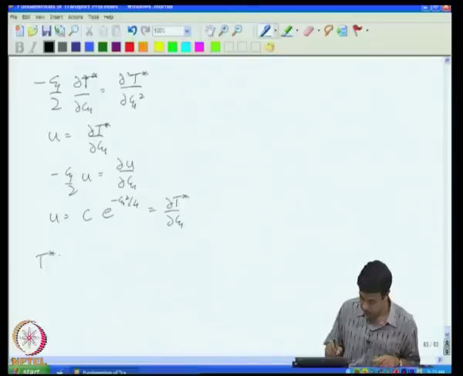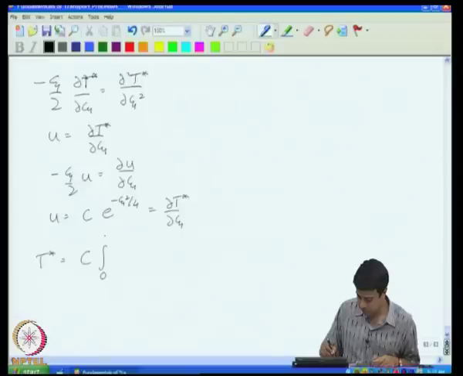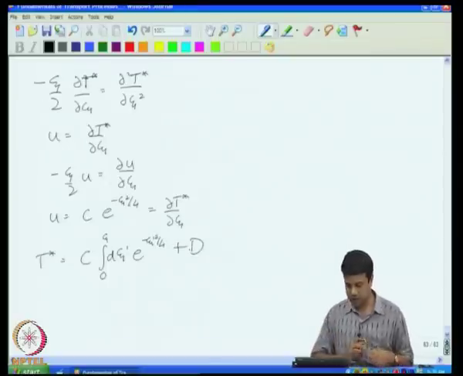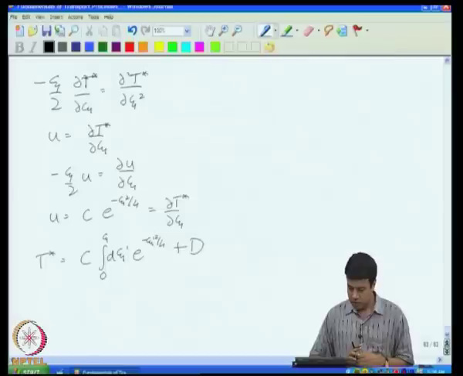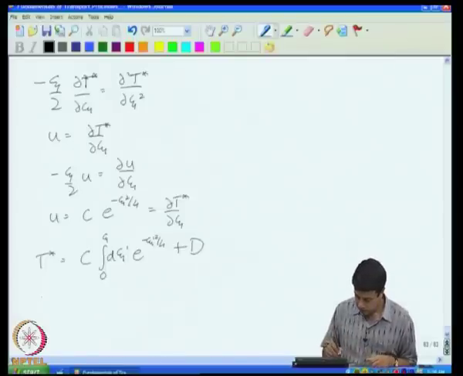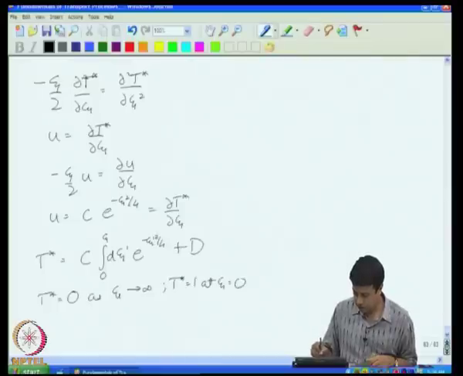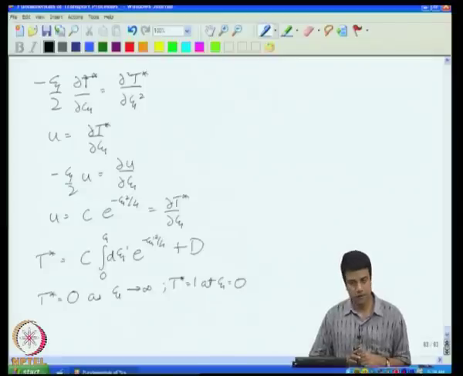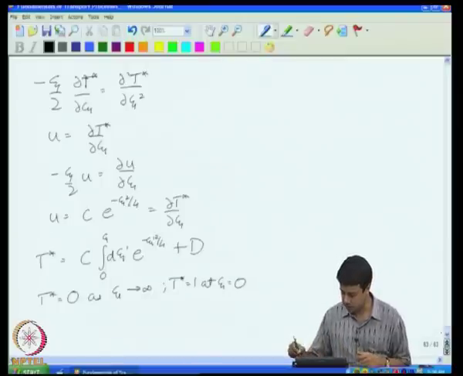Therefore, T is equal to C integral 0 to psi, d psi prime e power minus psi prime square by 4, plus some other constant D. And I have boundary conditions: T star is equal to 0 as psi goes to infinity, and T star is equal to 1 at psi is equal to 0. Using these two boundary conditions, I can easily determine the two constants in the equation.